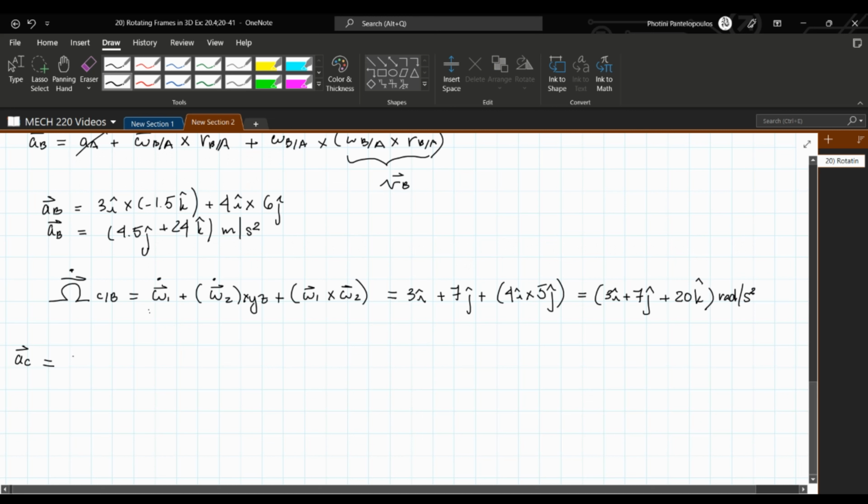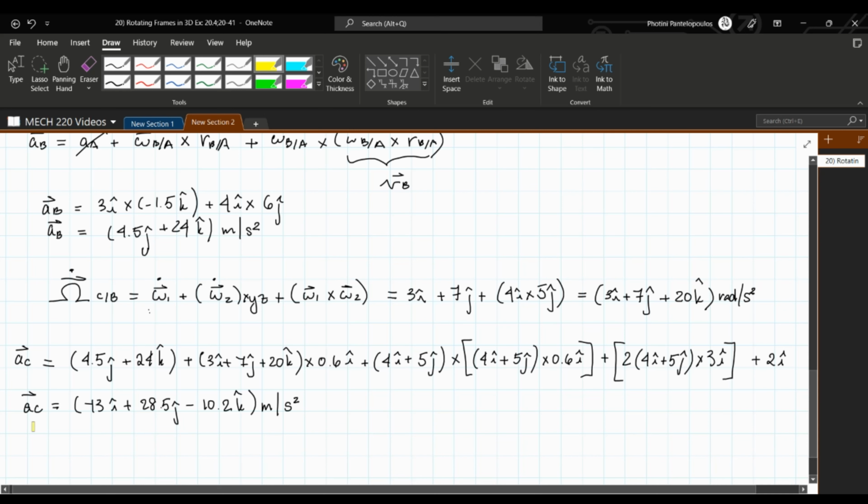Now we finally have all the variables that we need to compute the acceleration at C. And again, this is very long, so I'm just going to plug in the values right away because I have my equation written at the top of the page. And that concludes this problem.